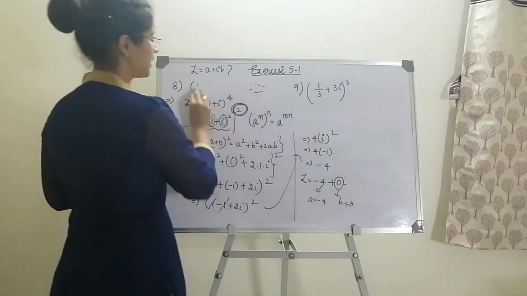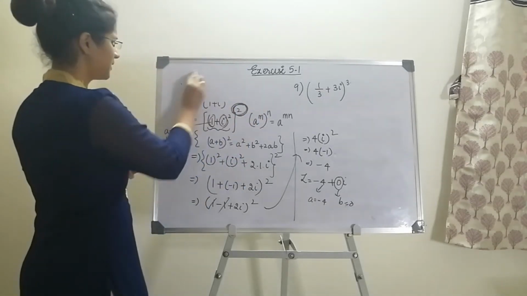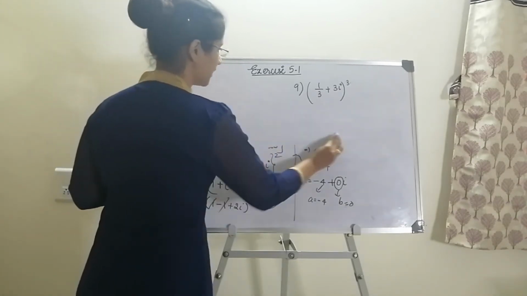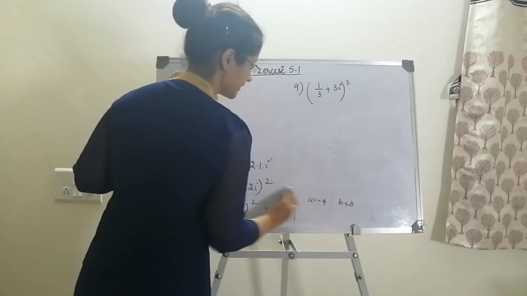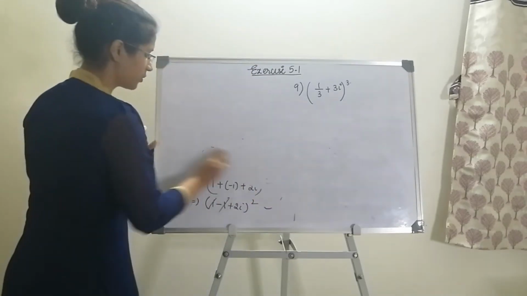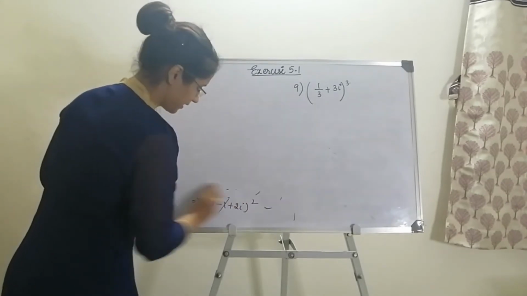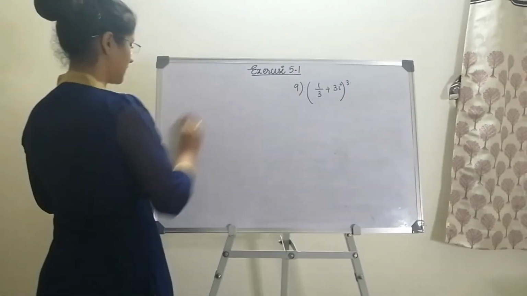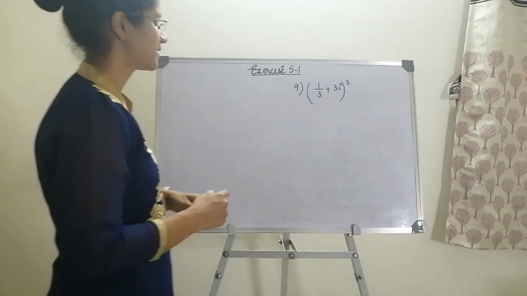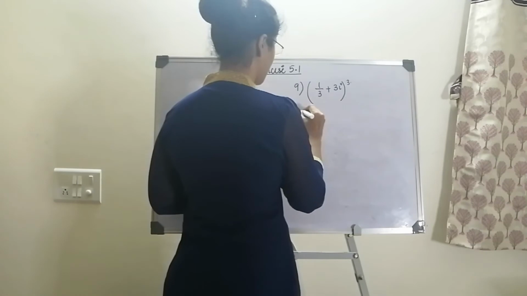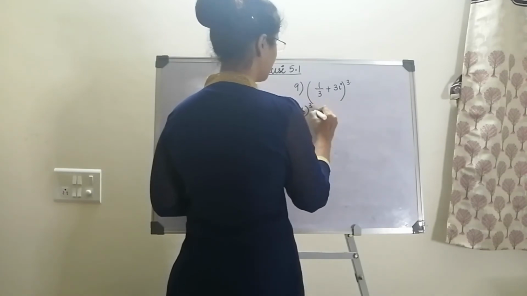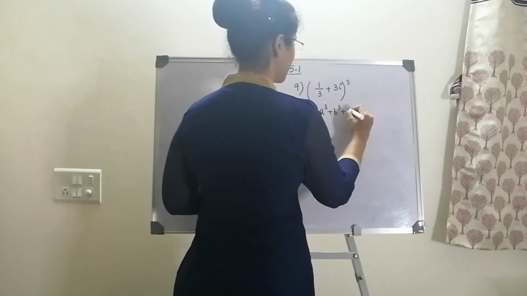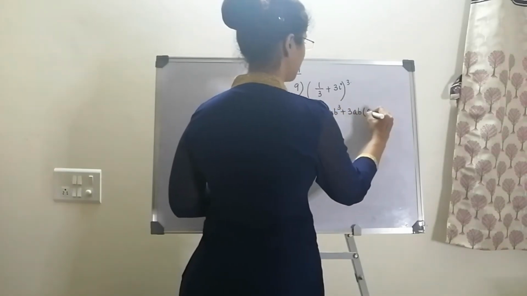Now moving to question number 9. My question number 9 is (1/3 plus 3i) whole cube. So obviously this resembles (a plus b) the whole cube formula. So just before I started with question number 8, I gave you all a set of identities. So can I write this in the form of (a plus b) the whole cube, which is nothing but a cube plus b cube plus 3ab into (a plus b)?